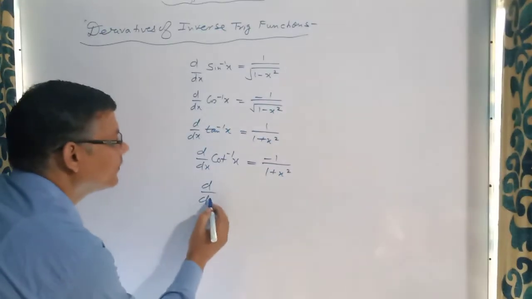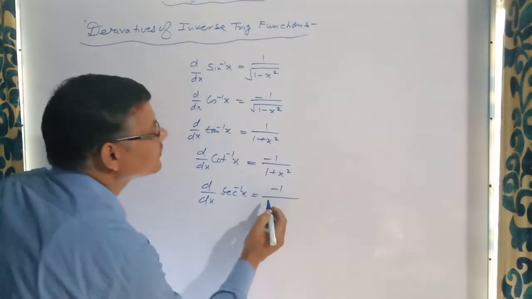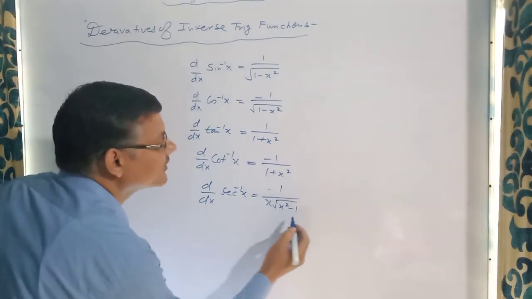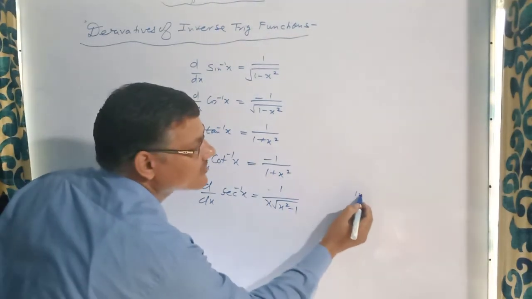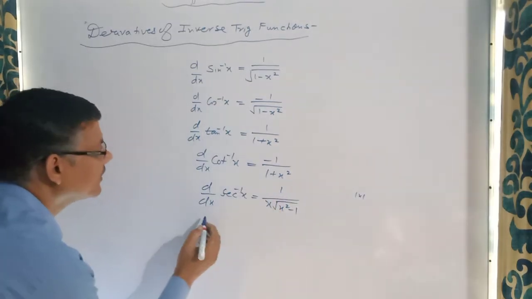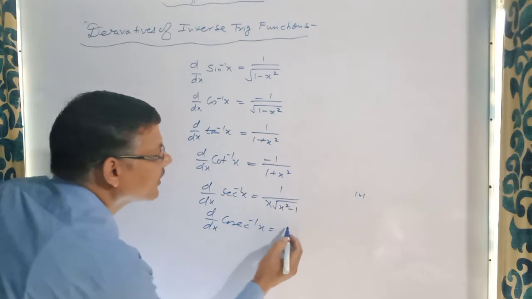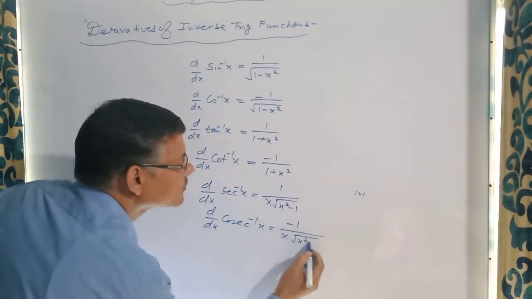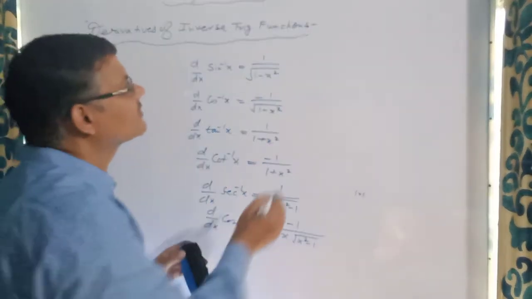Derivative of sec inverse x is equal to 1 by x into root over x square minus 1. Here this x is always positive, so in some books it is given as mod x due to restrictions of quadrants. Derivative of cosec inverse x is minus 1 by x root over x square minus 1. Here also it is supposed to be positive. Now what about their proofs?